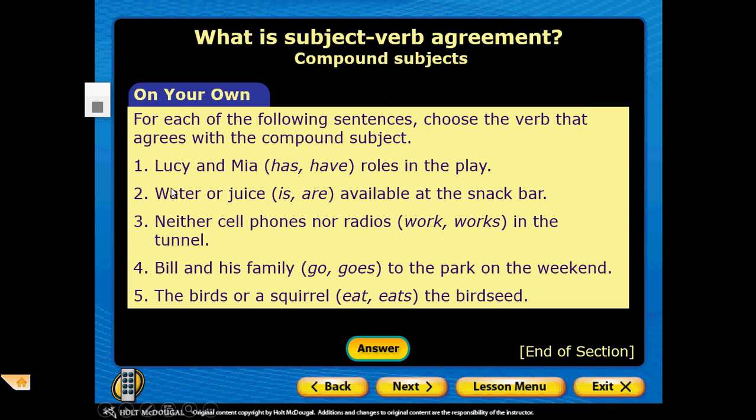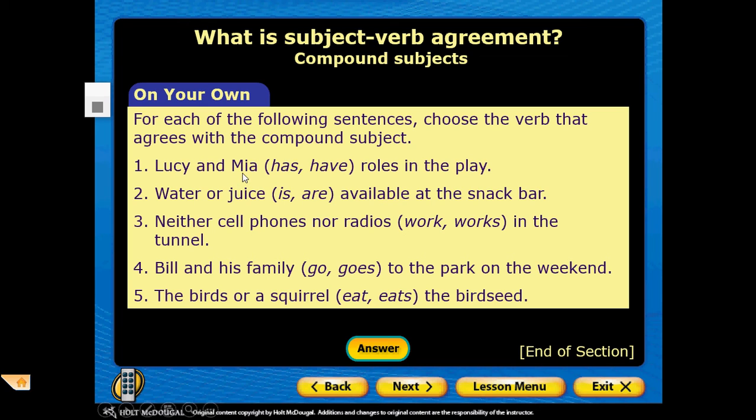Okay, Anthony. For each of the following sentences, choose the verb that agrees with the compound subject. Remember, we're talking about compound subjects: two subjects that are connected with one of the FANBOYS. All right, so here, for example, Lucy and Mia has or have roles in the play. So how many people am I talking about here? More than one. Both of them, right?